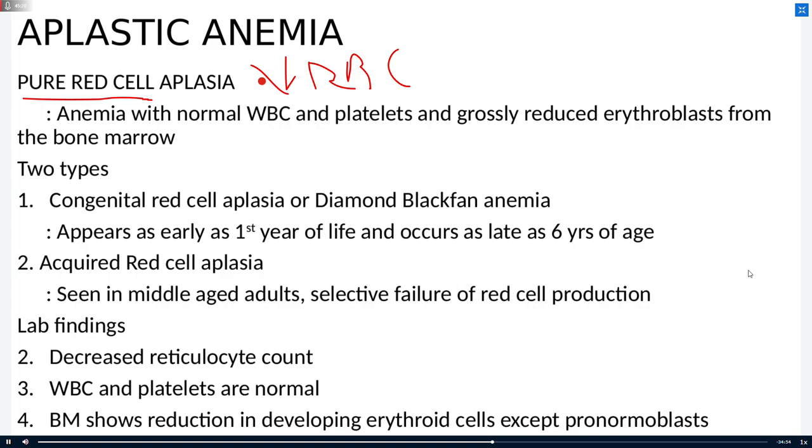pronormoblasts. So again, in pure red cell aplasia, only your RBCs are decreased. Normal ang WBC nyo and platelets. Two types, may congenital and may acquired. Lab findings include decreased retics, WBC and platelets are normal, bone marrow shows reduction in developing erythroid cells except pronormoblasts.